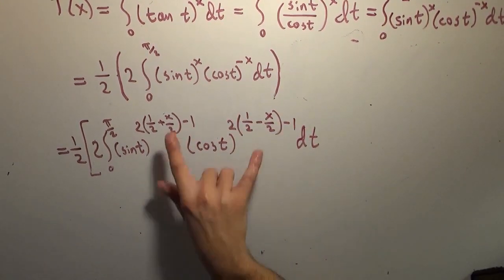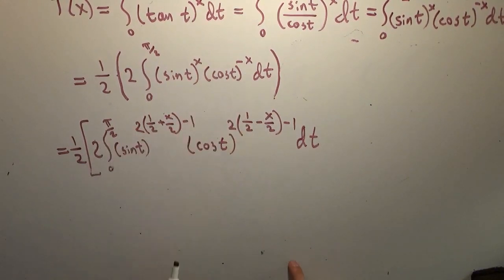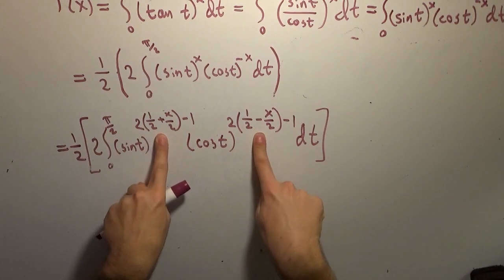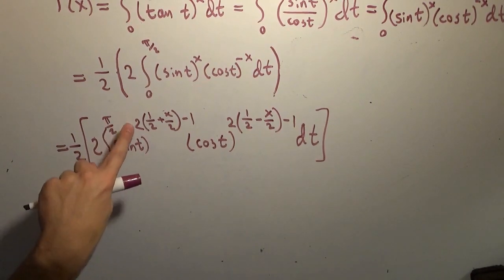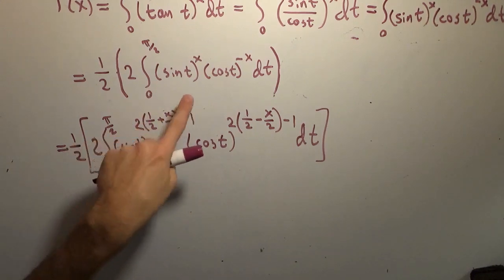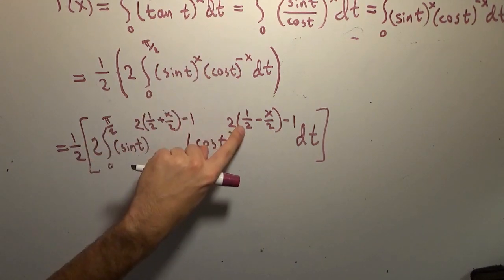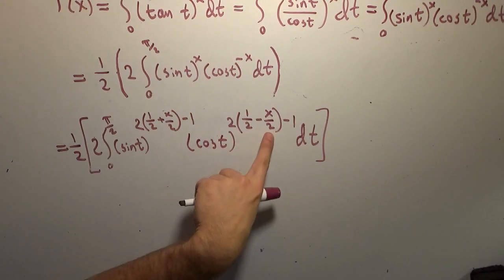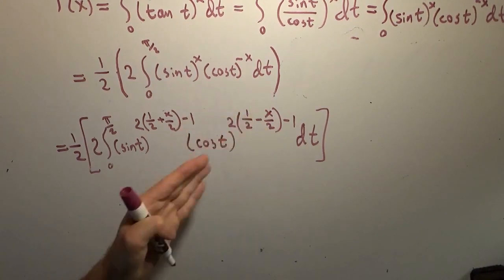And now that I've written x and negative x as 2 times something minus 1, this is the beta function with these as inputs. Right? Let's just make sure. 2 times 1/2 is 1, 2 times x over 2 is x. 1 plus x minus 1 is x. 2 times 1/2 is 1, 2 times negative x over 2 is negative x. 1 minus x minus 1 is negative x. So this is actually correct.